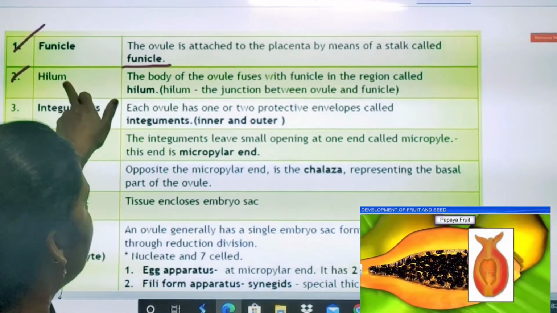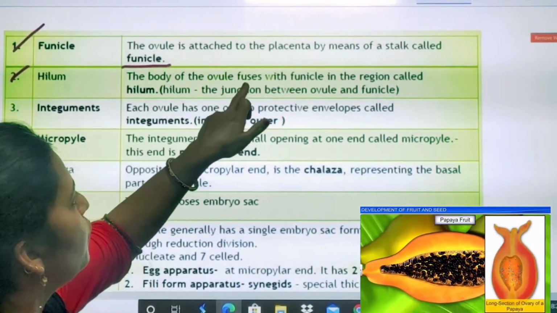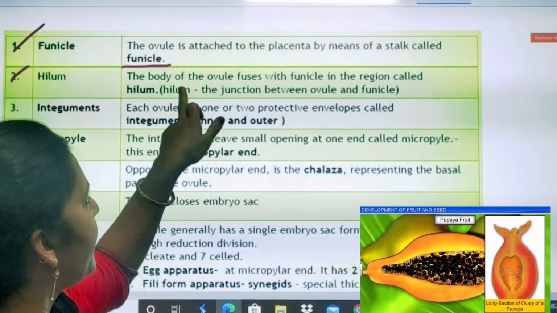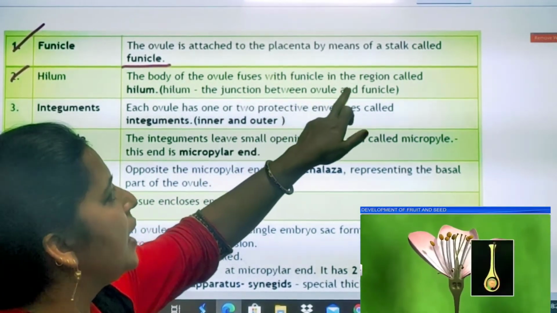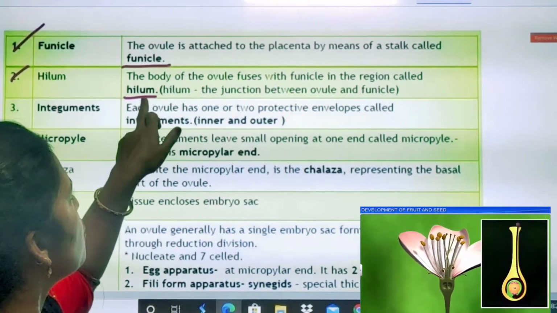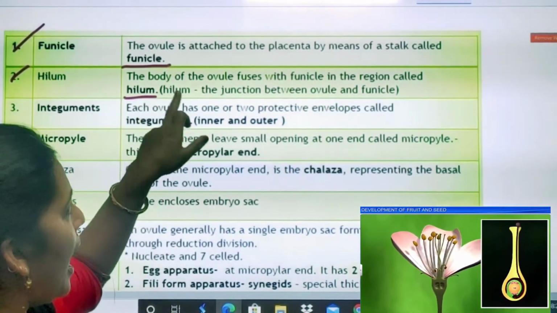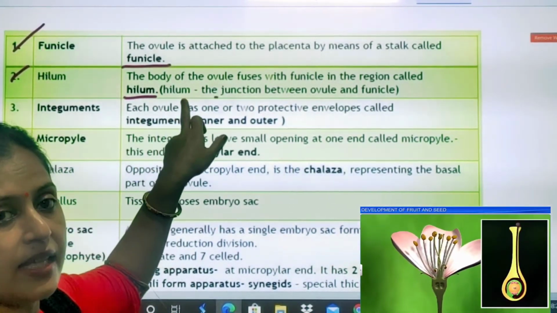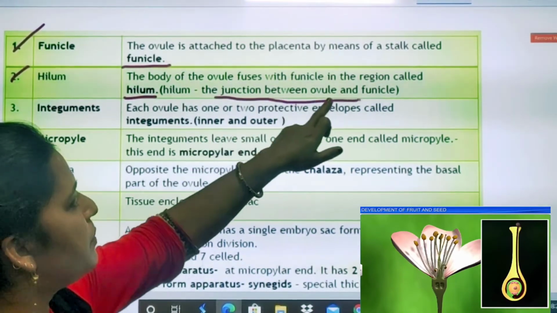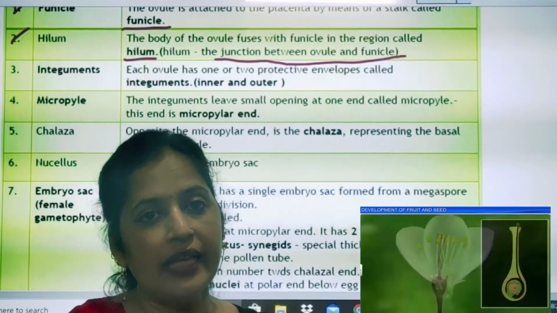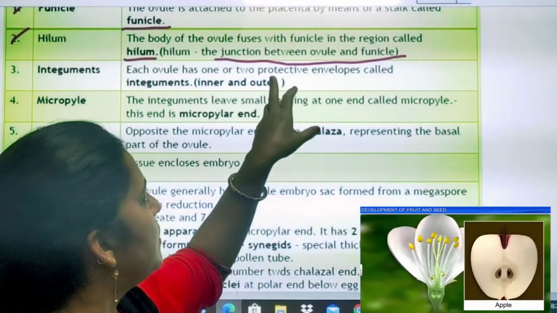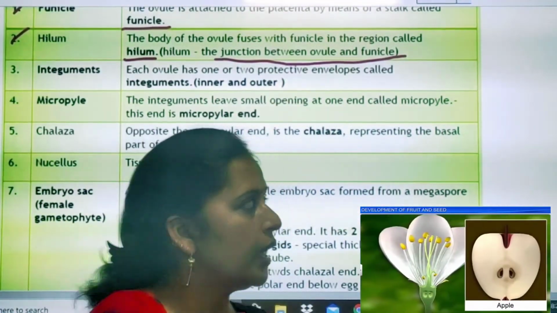Next is the hilum. The body of the ovule fuses with the funicle. इसमें जो body है ovule की वो fuse करेगी funicle के साथ, in the region, and that region is known as the hilum. Hilum, in other words, means the junction between the ovule and the funicle. Hilum is that place which is the junction between the ovule and the funicle.